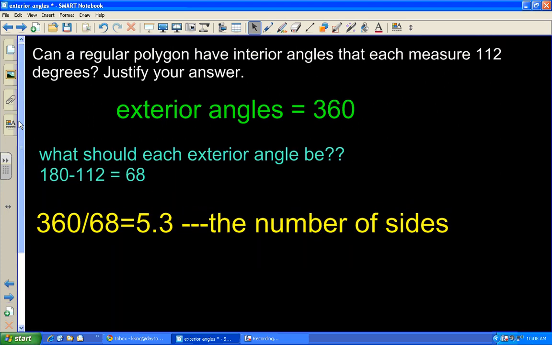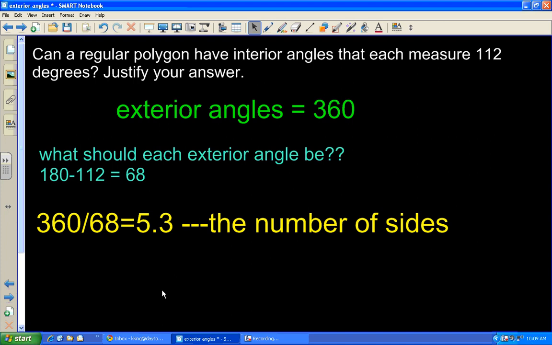So, I'll walk you through what we did, and let's see if we can come up with an answer. The question we want to know: can a regular polygon, because it's regular, that's why we can use this division, because regular means when we divide it, everything is the same, have interior angles that each measure 112 degrees? We said we have to deal with exterior, because since we don't know how many sides this has, we don't know our n, we can't use interior angles. So we deal with exterior. If each interior is 112, then each exterior would be 68, since they're supplementary. We took 360, the total, divided by the measure of each, and that gave us the number of sides. Now here's my question to you.